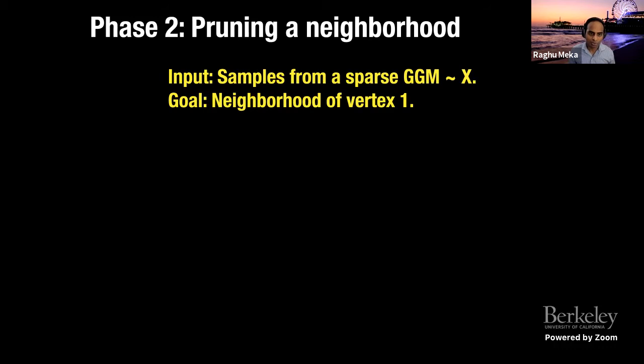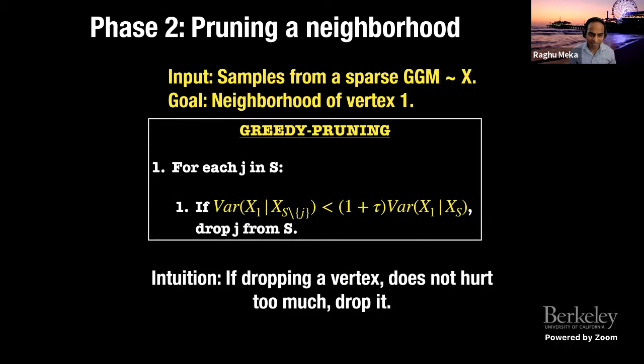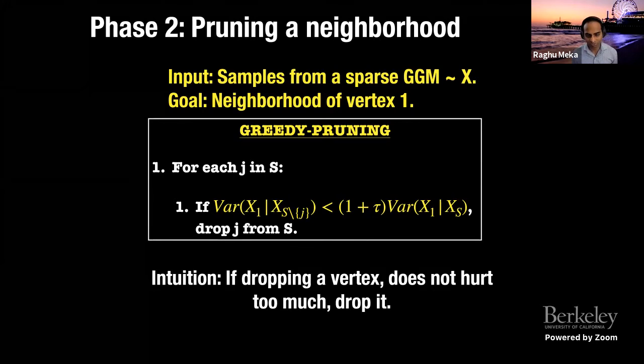Next phase is to prune a neighborhood. And this is again simple enough. So you look at each vertex and you check, is it actually giving me some value? So if dropping this vertex doesn't hurt your conditional variance too much, you drop it. Okay. So for it to be eligible to be in the set, it should actually make a noticeable difference. And once again, you only have estimates, so you have to work with the estimates and not with the actual conditional variances.